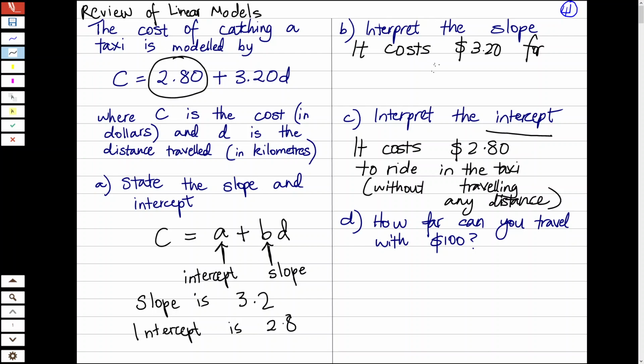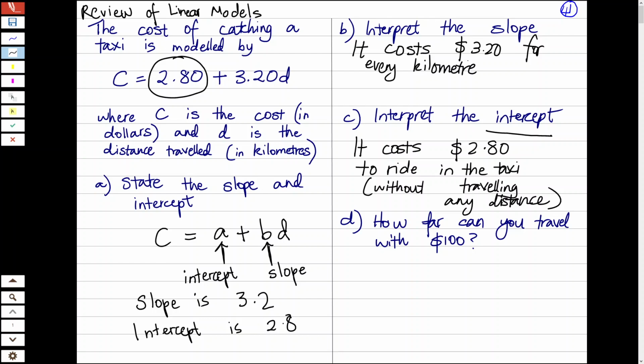Yes, Felicia. 2.8 is the kilometers we traveled? No. $2.80 is the amount, what it costs. That's how much I'm charged for getting in the cab. And then the $3.20 is the cost per kilometer. And then D is the distance traveled. So D will go up depending on how long you travel. So they charge us $2.80 when we get in the taxi. And then it doesn't go up, it just stays like that until you stop traveling. Does that make sense?